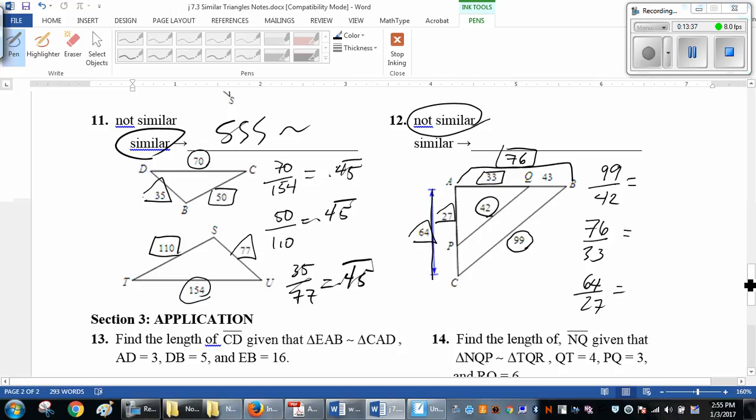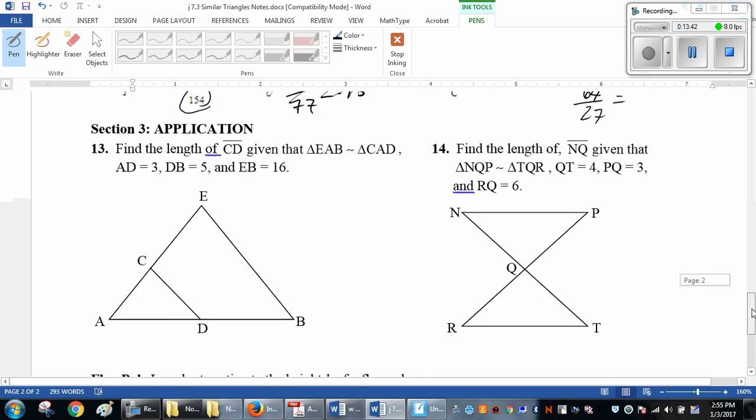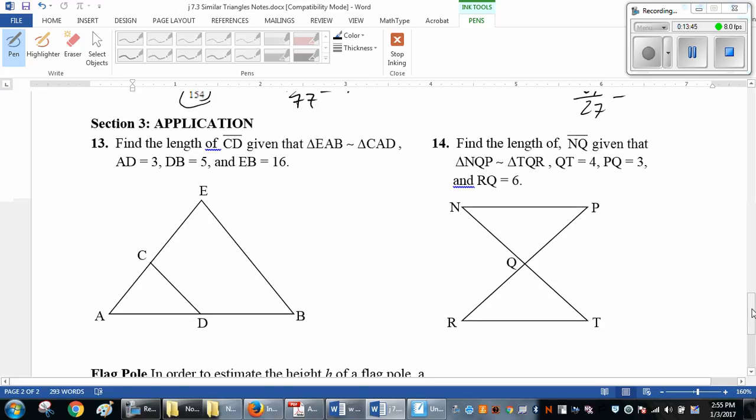All right, and then we have a couple applications down here, which really is getting into what we really want to make sure we're good with in this chapter. Find the length of CD given that triangle EAB is similar to CAD. Let's label what we know. We have AD, that's a side in the small triangle. DB is 5, that's a piece, not a whole side.